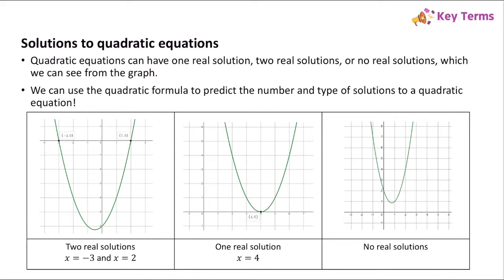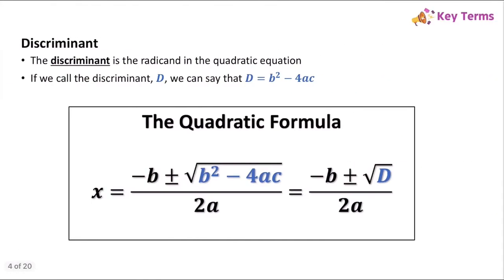The quadratic formula can also be used to predict the number and type of solutions to a quadratic equation. The way we predict is using this value called the discriminant. The discriminant is basically the radicand in the quadratic formula. So if we call the discriminant d, d is going to equal this value that's under the square root sign, b squared minus 4ac.